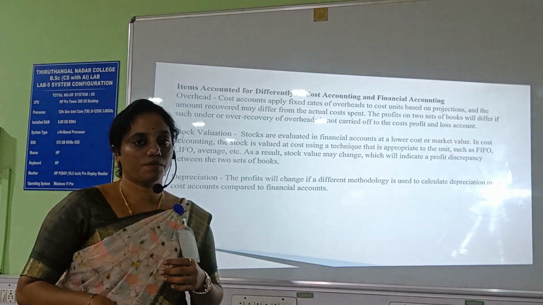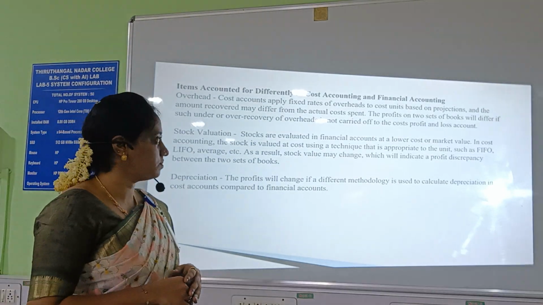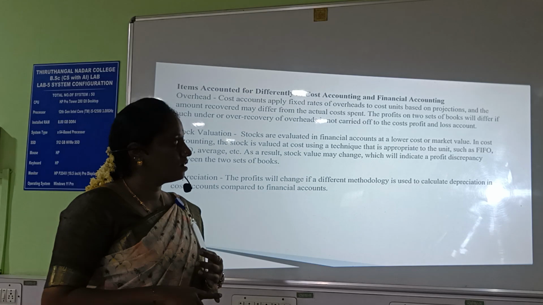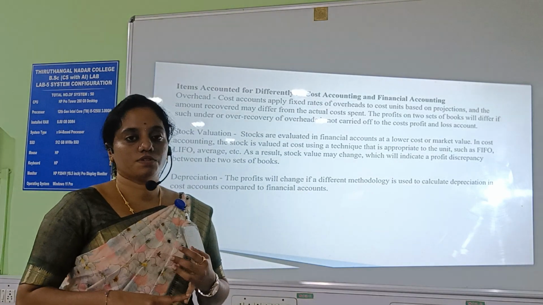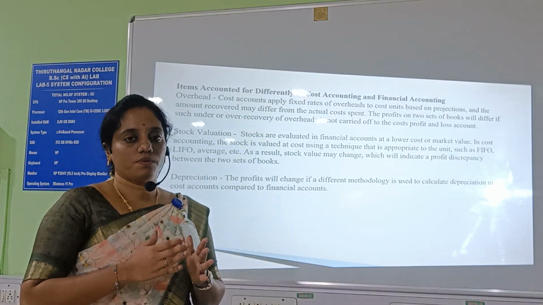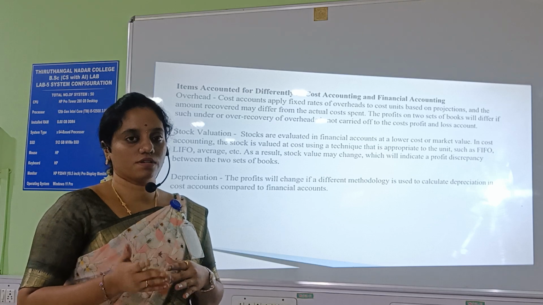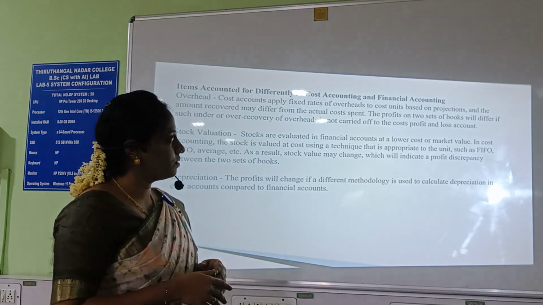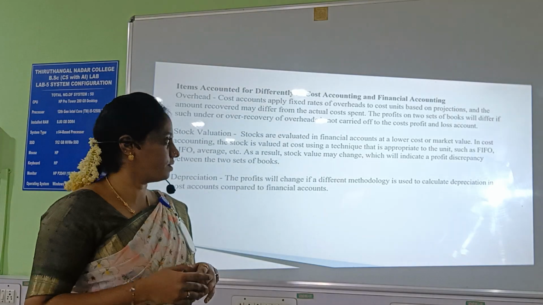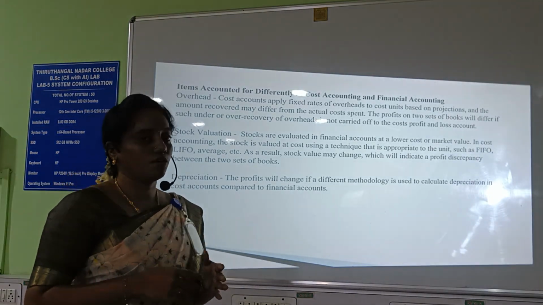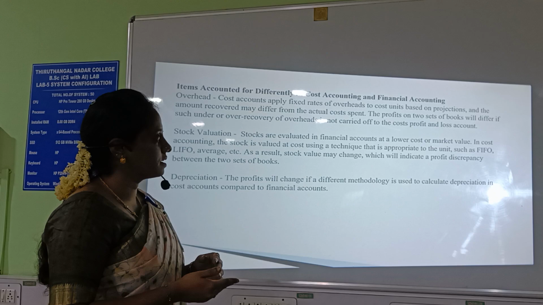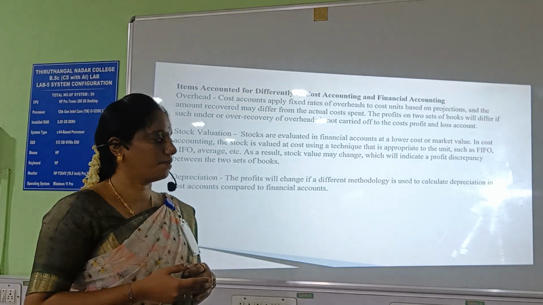Items accounted for differently in cost and financial accounts. First one is overheads. Overheads are nothing but the expenses which we incur in the business. Overheads appear in both cost and financial accounts, and the profits in the two sets of books of accounts will differ if such under recovery or over recovery of overheads is carried to the costing profit and loss account.